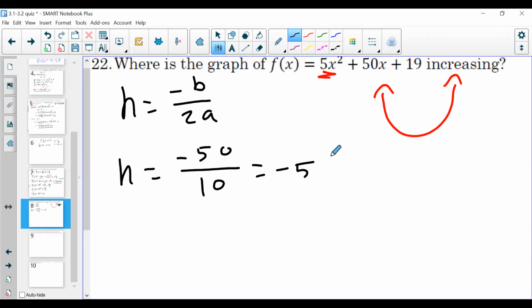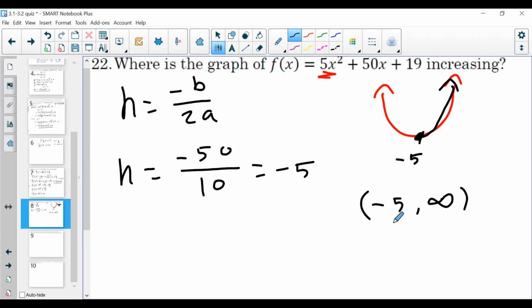So if you want to complete the square, if we finish this problem, I'll solve it completing the square too. Okay. So I have h value of negative 5. So I know that the x value of my vertex is negative 5. And to be honest, I don't care for the k because all I'm asking for is where am I increasing? So I'm increasing from my vertex to infinity. So from -5 to infinity.